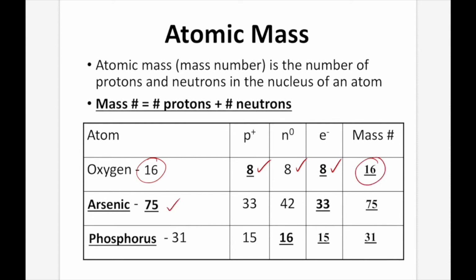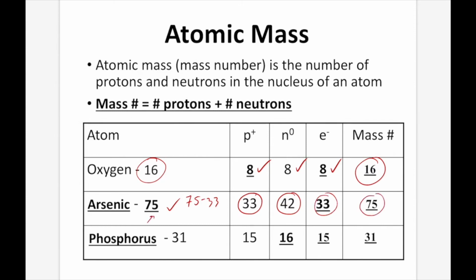Arsenic, with a mass of 75, is going to be a little bit different. The atomic number of arsenic is 33. So we find that on our periodic table. So to find the number of neutrons, we're going to take the mass, which is 75, and subtract 33. When you take 33 away from 75, you find out that it has 42 neutrons. If it has 33 protons, it's going to have 33 electrons, and then its mass number, as we can see, is right here, 75.